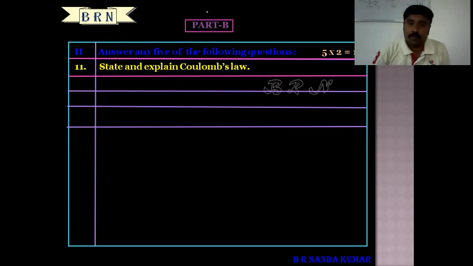So what is the statement? The magnitude of force of attraction or repulsion between 2-point charges at rest is directly proportional to the product of magnitude of 2-point charges and inversely proportional to the square of the distance between them. So that is the statement of Coulomb's inverse square law. Okay, the statement is very important.